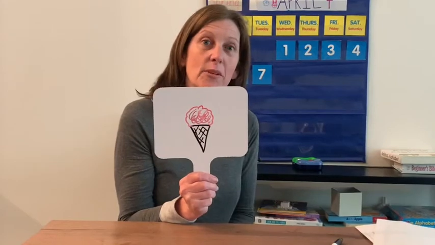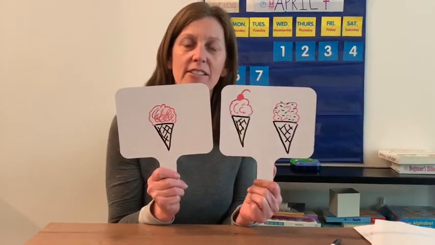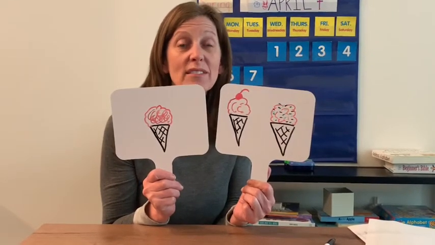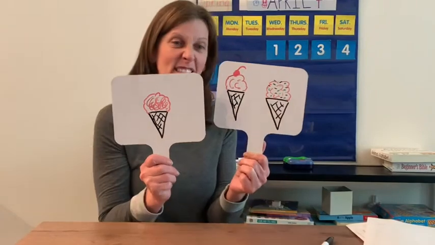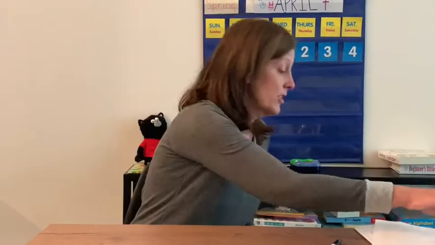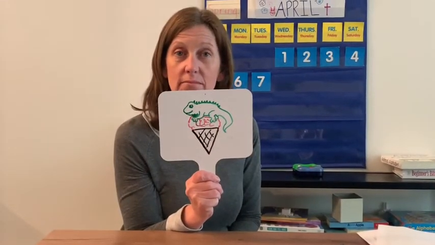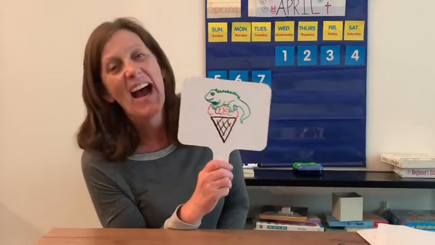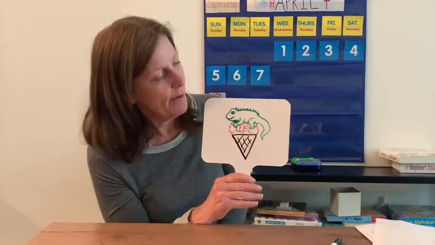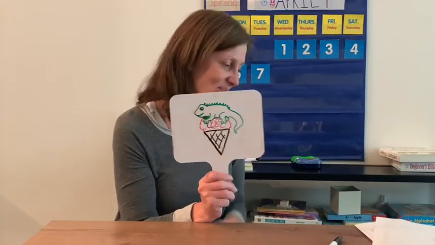So there are different things you can put on top of ice cream, like, what's on this ice cream? A cherry or sprinkles. Do you like anything on your ice cream? What would you think about, would you like an iguana on your ice cream? I don't think so. Me either. But I bet that iguana is enjoying his ice cream.